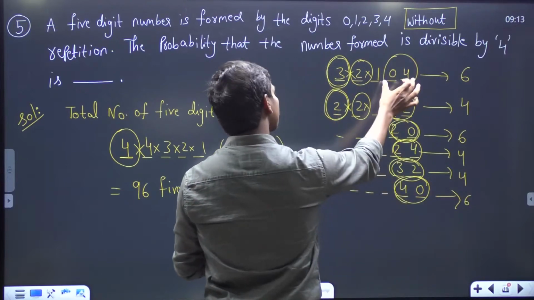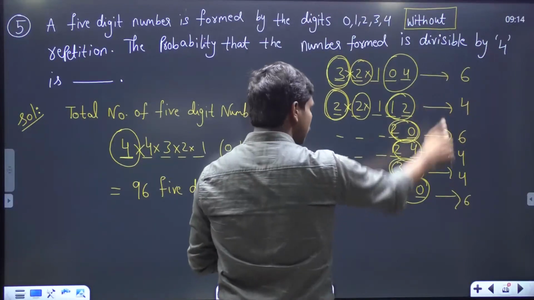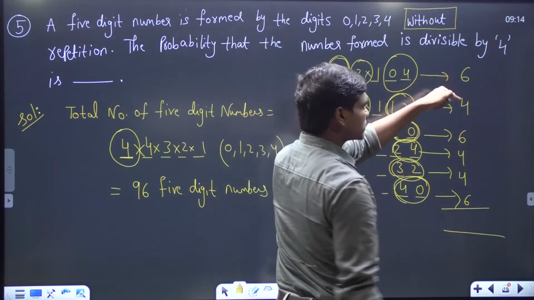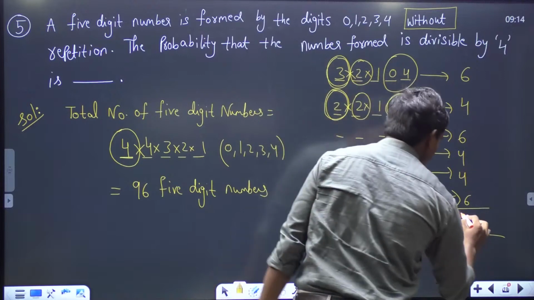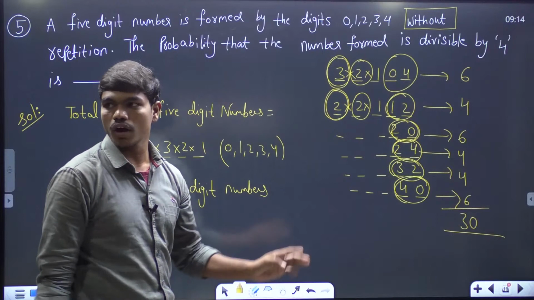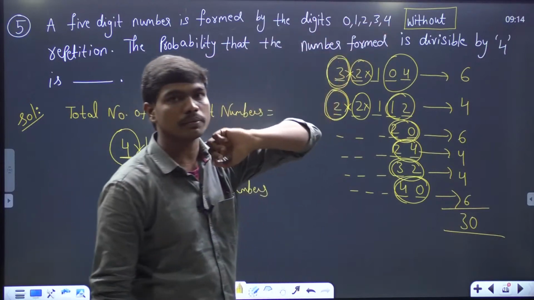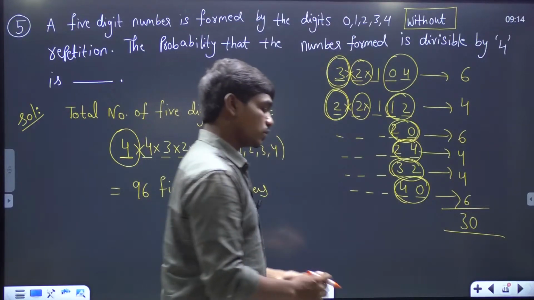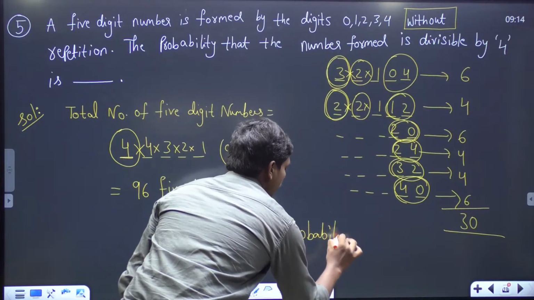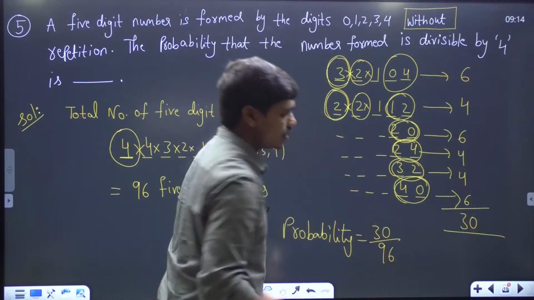See, when 0 is already included in these 2 digits, you got 6 numbers, and when 0 is not included, you got 4 numbers. Similar is the case for all these 3 choices, which means if you add 6 plus 4 is 10, 20, 30. So total it is 30. So 30 numbers is the total number of 5-digit numbers you can form using the digits 0, 1, 2, 3, 4, which are divisible by 4. Okay, so probability is 30 by 96.